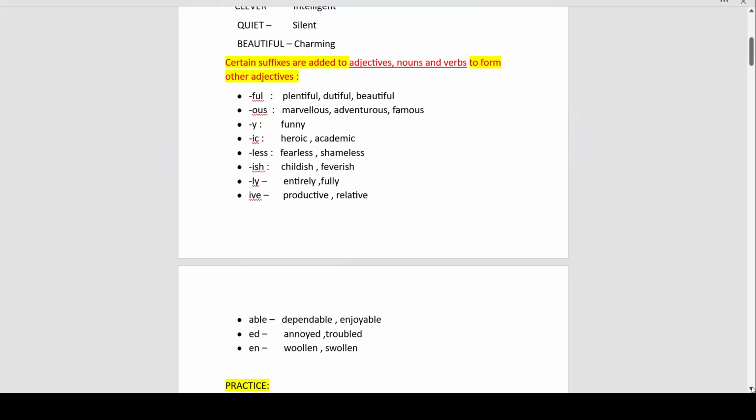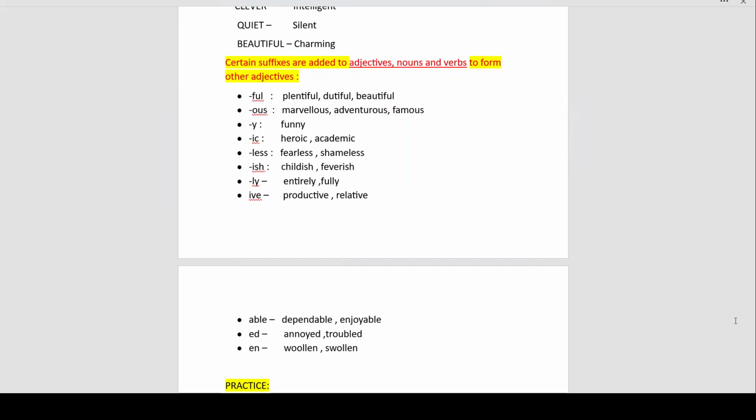Now, like to the word plenty, we can add full, it becomes plentiful. To the word duty, we can add full, it becomes dutiful. To the word beauty, we can add full, it becomes beautiful. Now, we can also add the suffix OUS to marvel. So, marvel becomes marvelous. Adventure, adventurous. Famous, from fame. Now, we can add the suffix Y to fun. It becomes funny. We can add the suffix IC to hero, which becomes heroic.